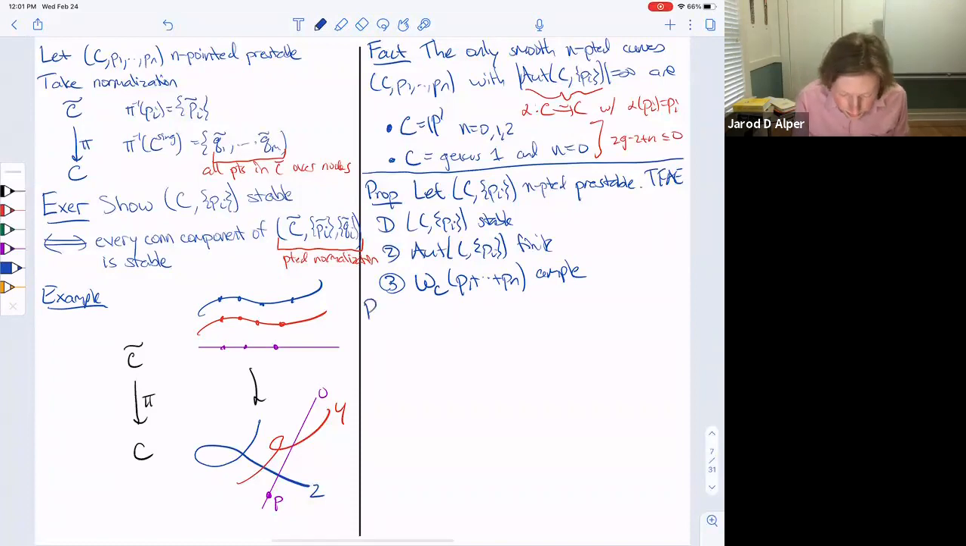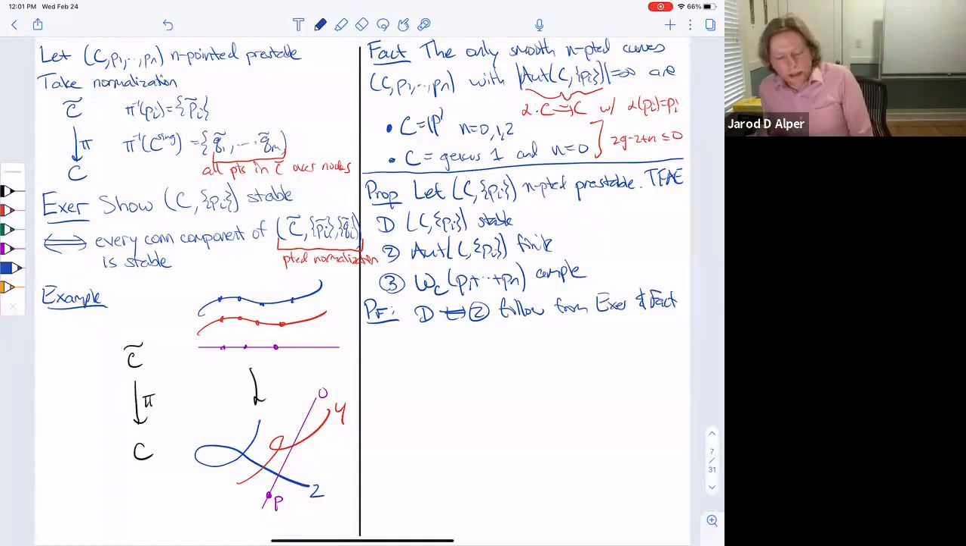This isn't a difficult fact. In fact, like 1 and 2, we've basically spelled out. They follow from the exercise on the left-hand side and the fact above. Right? The only way that you can have infinite dimensional automorphisms is if you're either a P1 or a genus 1. And these are exactly the conditions we imposed in the definition of stability.